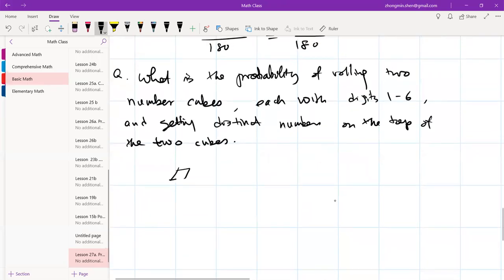So you're going to roll two number cubes, and you get two numbers. I want the probability that the two numbers are different, not that one is one and the other is also one. In other words, you're going to pick two numbers from 1 to 6 and write down those two numbers. What is the probability that those two digits are distinct?